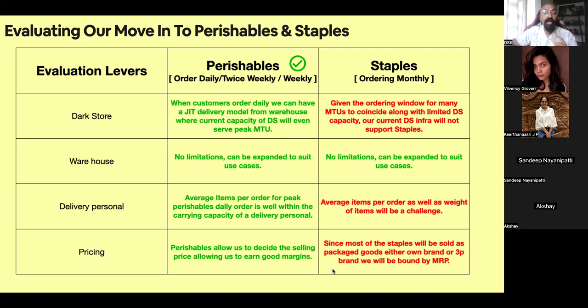It is not to say we cannot. The question is, should we do it now? And when should we do it?